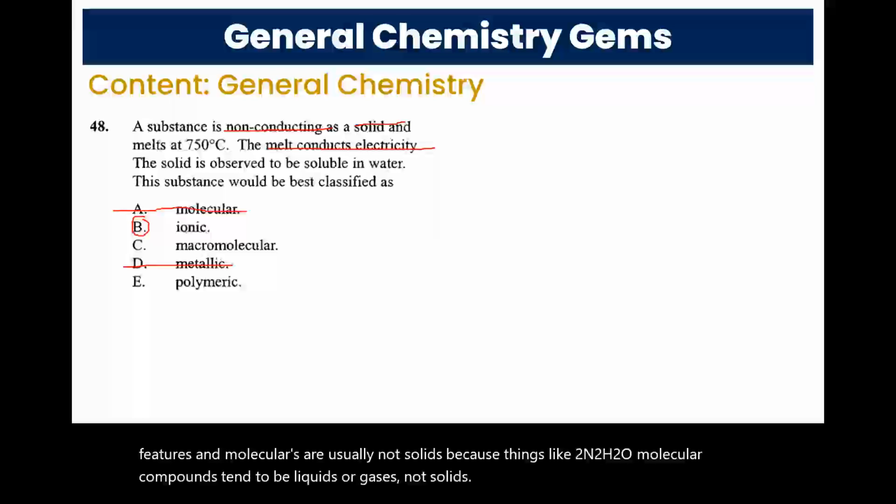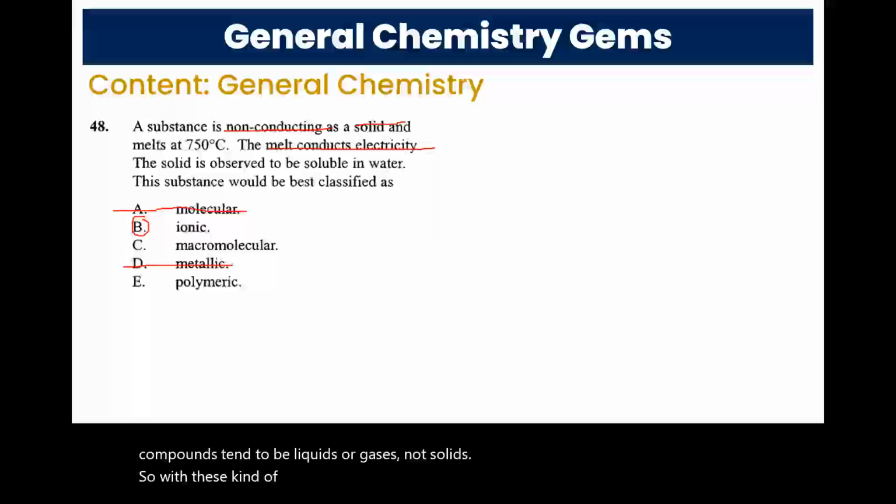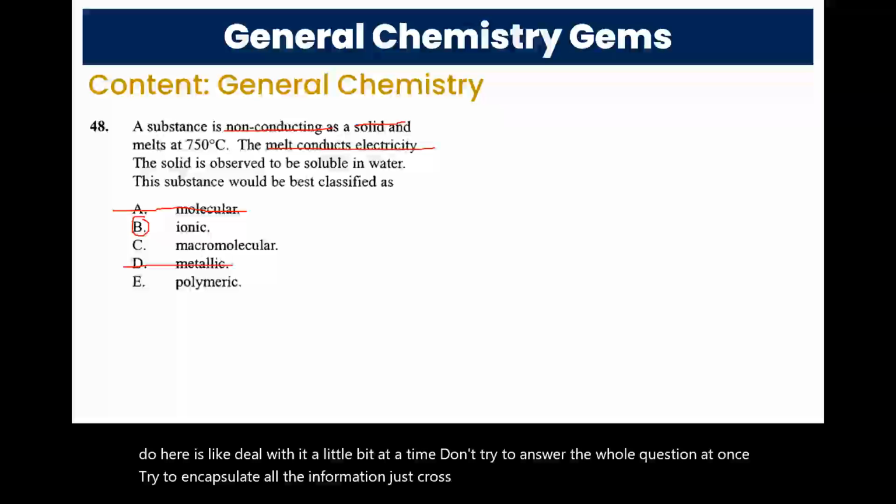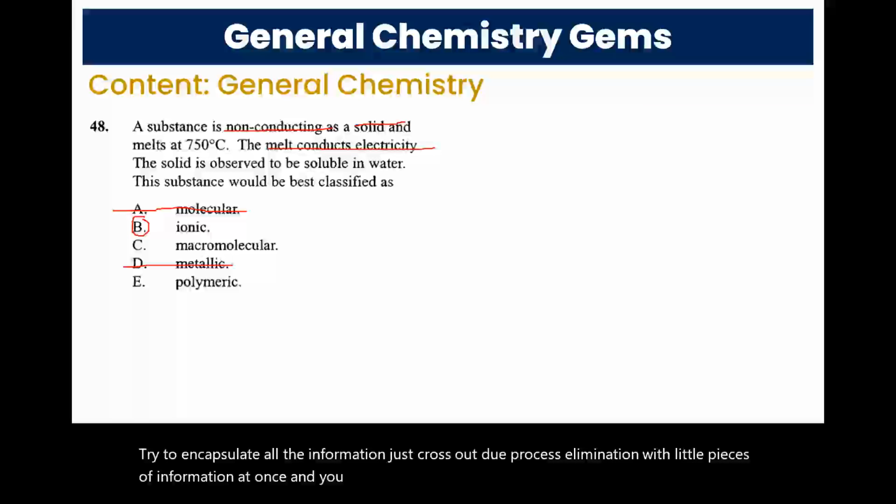So with these kinds of wordy questions talking about properties, the thing I would suggest is to deal with it a little bit at a time. Don't try to answer the whole question at once. Just do process elimination with little pieces of information at once. And you can use the strikeout tool to cross out little things as you go, like what I did there.